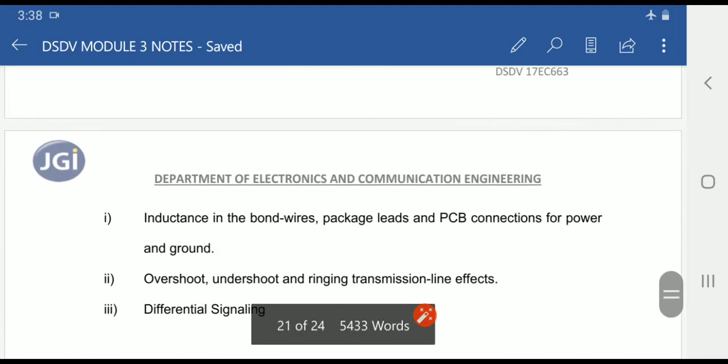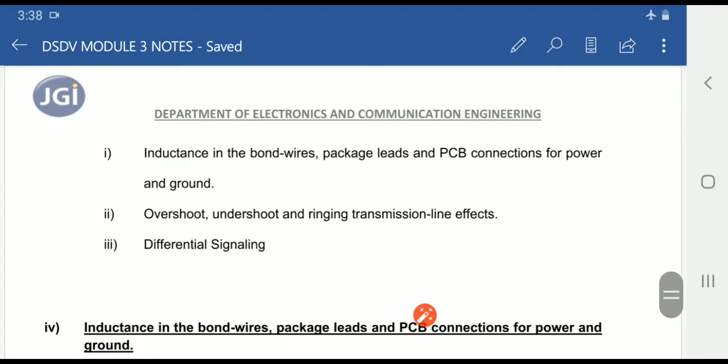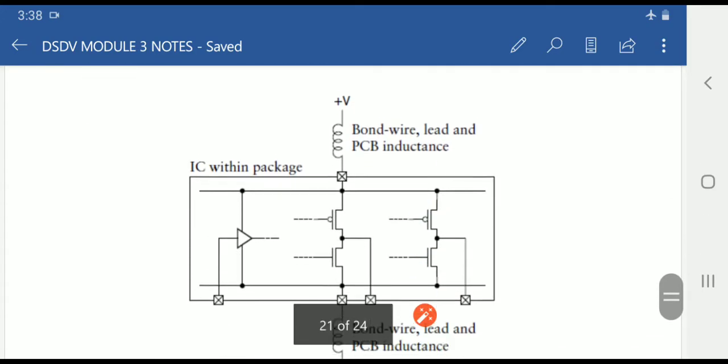They are, first, inductance in the bond wires, package leads and PCB connections for power and ground. Second, overshoot, undershoot and ringing transmission line effects. Third, differential signaling. So first we will discuss how to reduce the ground bounce with respect to signal integrity. In that, this is the first topic.